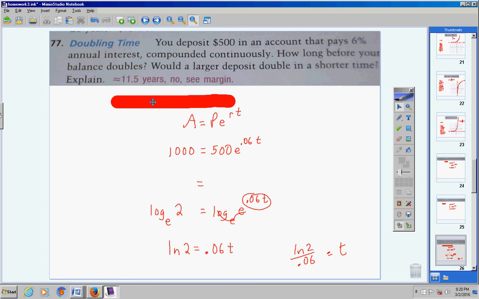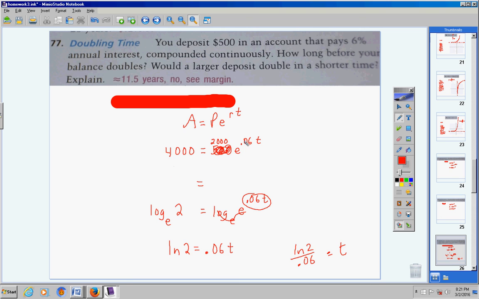Okay. Now I'm really not interested a lot in the other questions. I mean, I'll answer it for you. Would a larger deposit double in a shorter amount of time? Well, let's see, would it? Let's say I made my deposit $2,000. So if this is $2,000, what would go over here then? I want my $2,000 to double. So if I put $2,000 in, what do I want to get out over here?